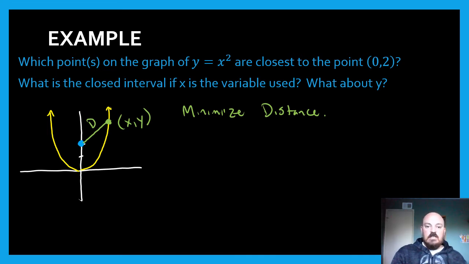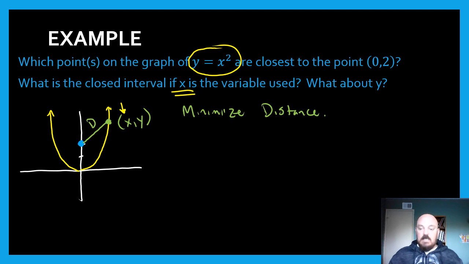All right, so let's answer each question. Let's start with x. I said, what is the closed interval if x is the variable used? Well, x in this problem is just the x value of the point on the graph. So if you say in this question, what's my closed interval? What's the biggest or smallest x can be? Well, there actually isn't one for this problem, and that's why I put this one on there. I just wanted you to recognize that not every question has a closed interval. X in this problem can be any number, because all we're talking about is the graph of y equals x squared.